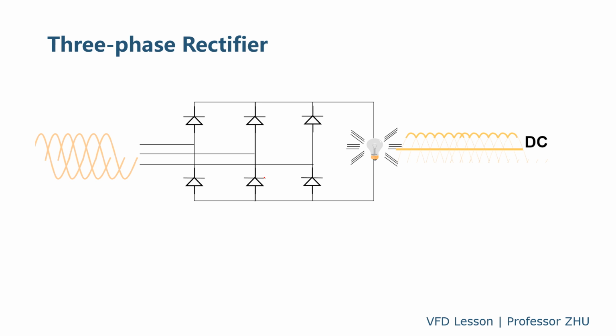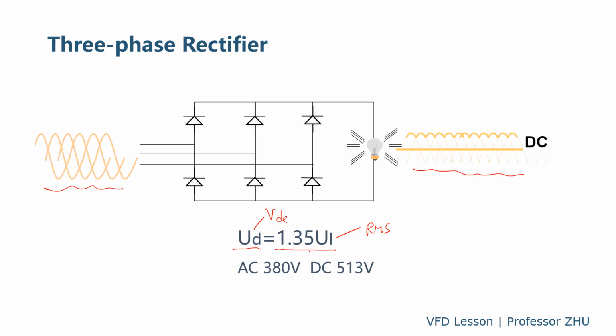And this is a typical three-phase rectifier bridge, which converts AC to DC. You can see here is a three-phase AC waveform. Here is a rectified DC voltage. From an engineering point of view, the output DC voltage is 1.3 times the input line voltage. This is the RMS voltage. This is the average DC voltage. For example, for the AC 380 system, the DC voltage will be roughly 513. For 690, it's about 930.